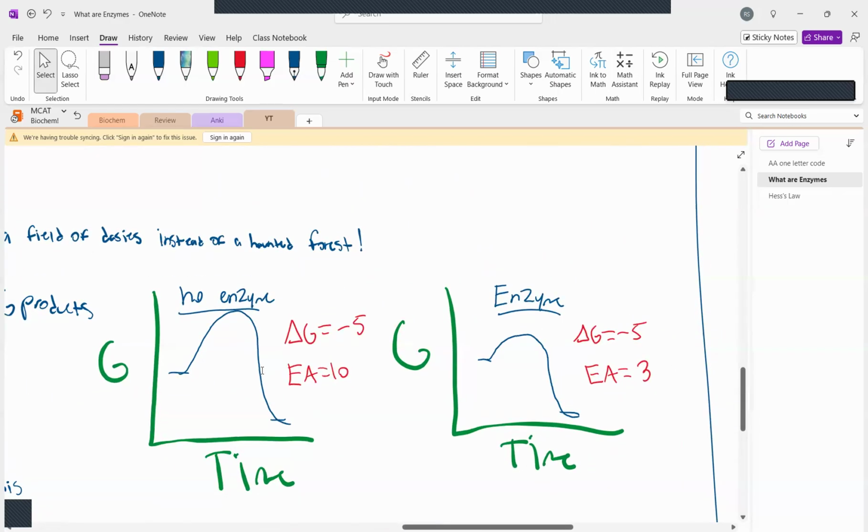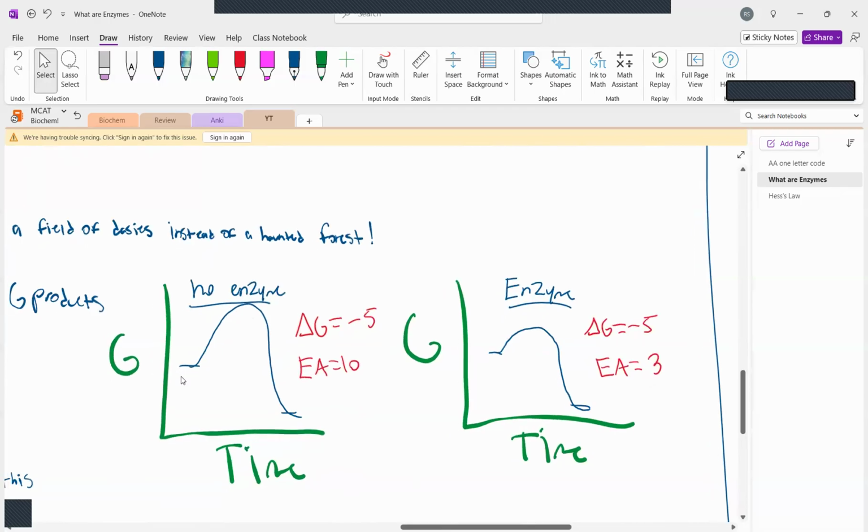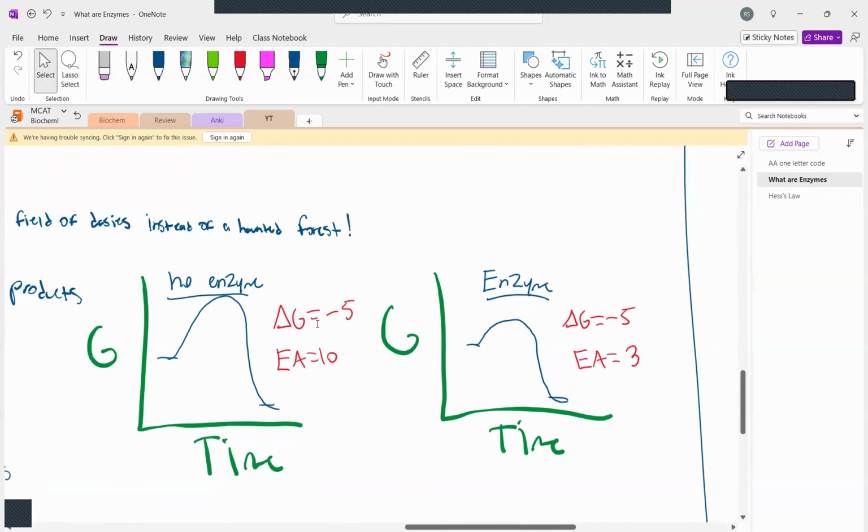As you could tell, this one has no enzyme because you can see that the activation energy is much, much higher than this one. But if you look even closer, the products and the reactants still have that same G, the same free energy, and that's sort of the same point. The delta G is still the same, -5, but if you look at the activation energy, it's a lot different.